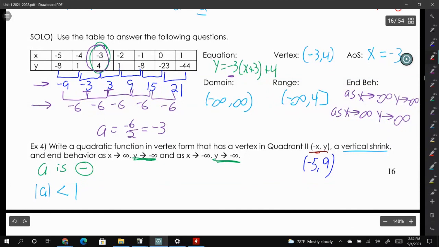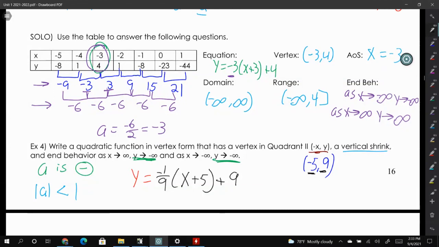All right, we have our a value, and we can pick any a value we want as long as it is negative and less than 1. So let's go with negative 1/9 times x plus 5 squared plus 9. And I always like to go back and double check and say, all right, in this equation, what is my vertex? My vertex here would be negative 5 comma 9, which fits this.